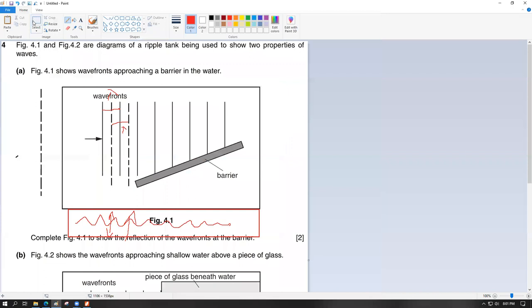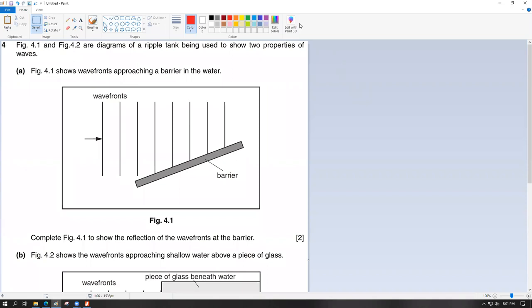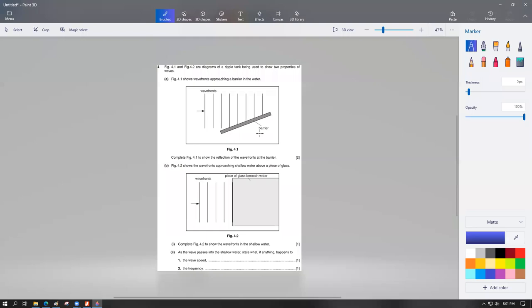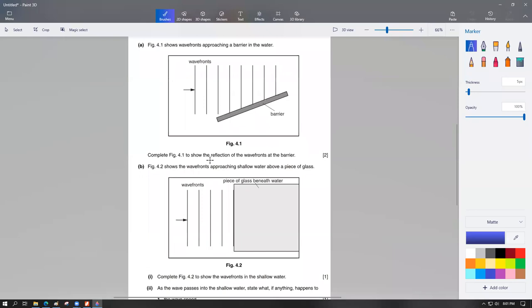Okay, so let me help you with this one. I think I can go to Paint 3D. Okay, awesome, yes, we have this picture. Why do I not have more space? I don't have more space. Okay, fine, we will work with this, don't worry.